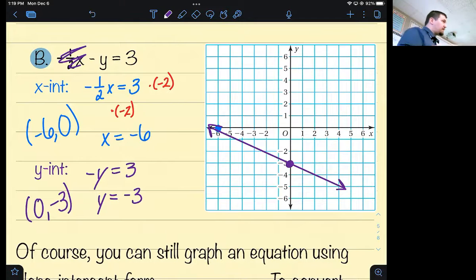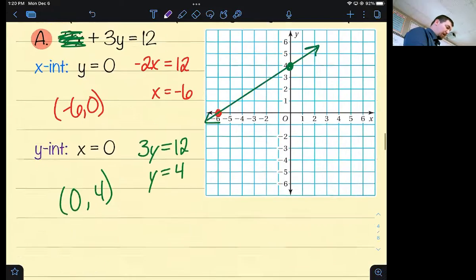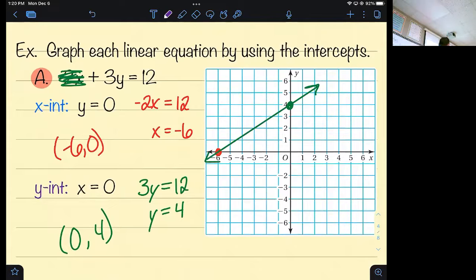Now, if I give you a bunch of fractions, that may not be as easy, but like this problem here, it's easy to see that it's 6 times negative 2 that gets you 12. And it's 4 times y that gets you 12. And so that would be your x and your y-intercepts.